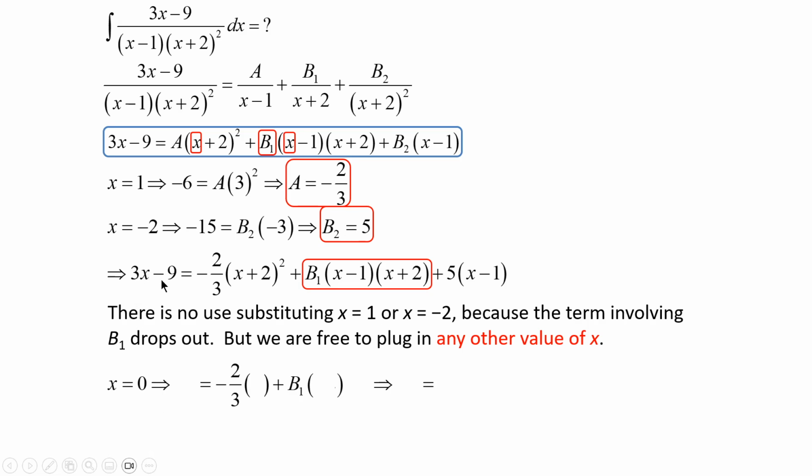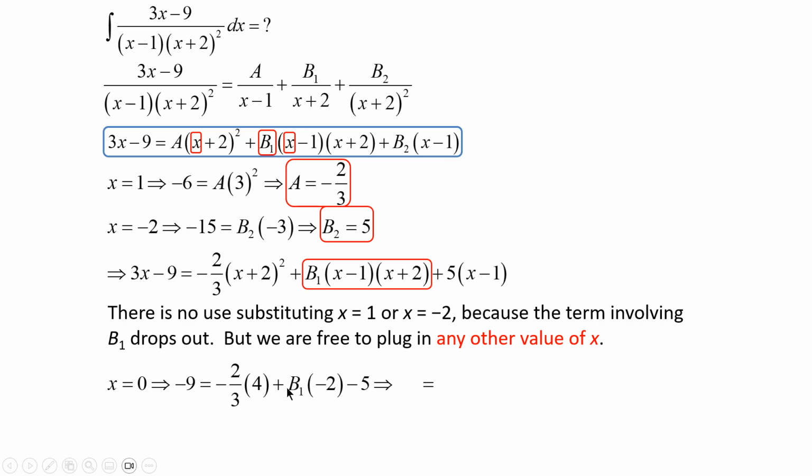So 3 times 0 minus 9 would be negative 9, equals negative 2/3 times 4 plus b sub 1 times negative 1 times 2, which is negative 2. And then I've got my 5 times negative 1, negative 5. Now we just have to solve this for b sub 1.